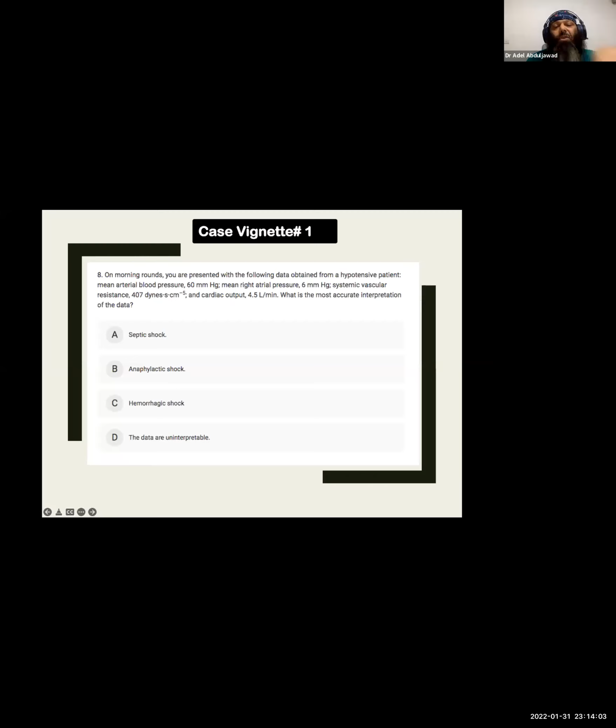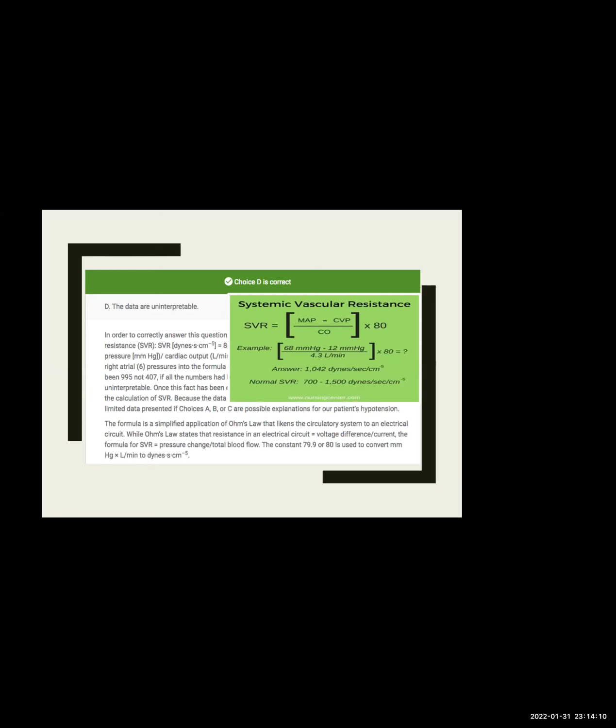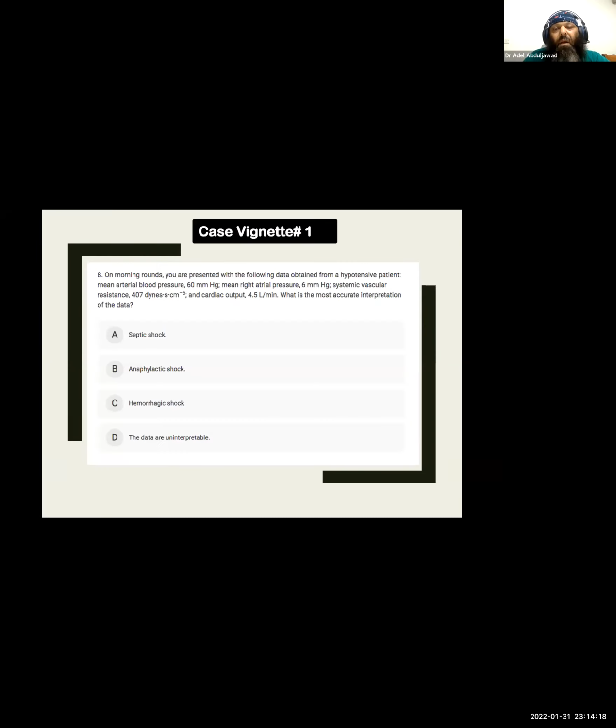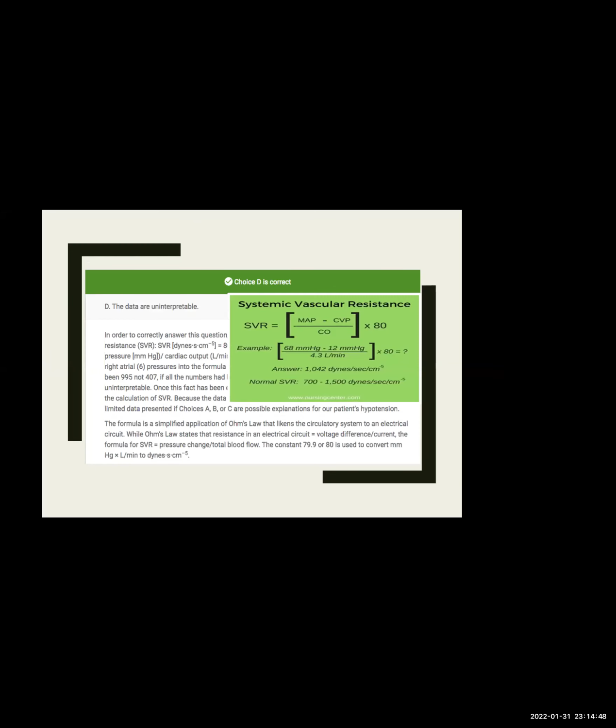Dr. Mohammed, because you chose D, can you calculate this SVR based on this equation? Dr. Mohammed, can you calculate it? The MAP is 60 minus CVP is 6, how much? 54. Divided by cardiac output, which is 4.5, then multiplied by 80. 54 divided by 4.5, then the result of the division multiplied by 80. 960. Yes. 960, so it's about 900.